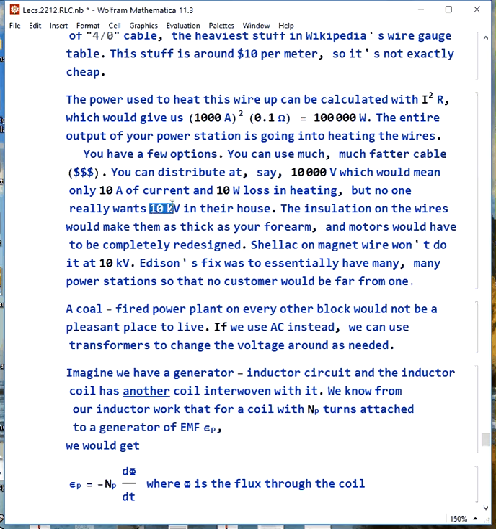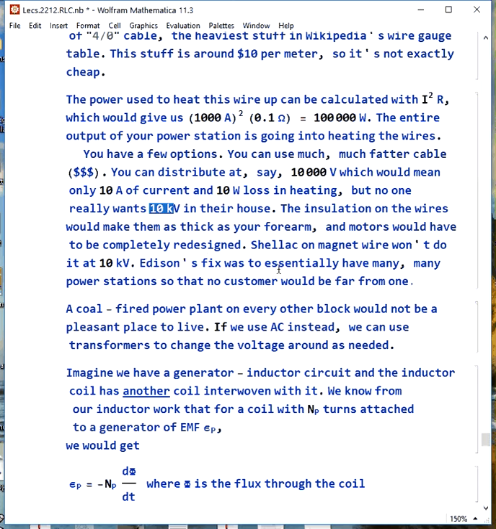But nobody wants 10,000 volts distribution in their house. The insulation on the wires, they'd be the size of your forearms or your legs or something. Motors would have to be ridiculously large. The little thin layer of shellac on magnet wire will not be insulating at 10,000 volts.